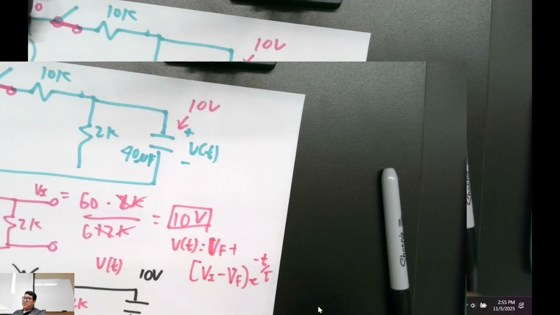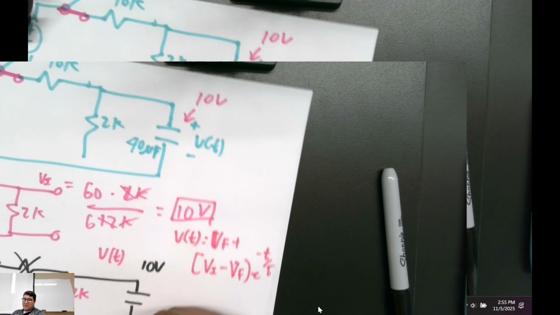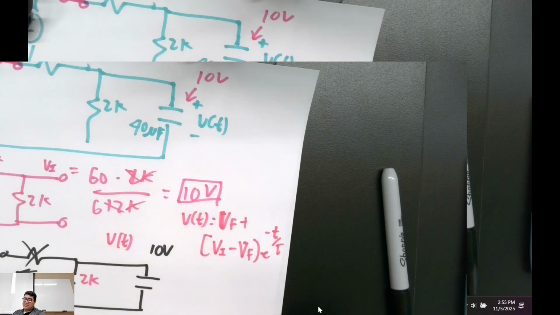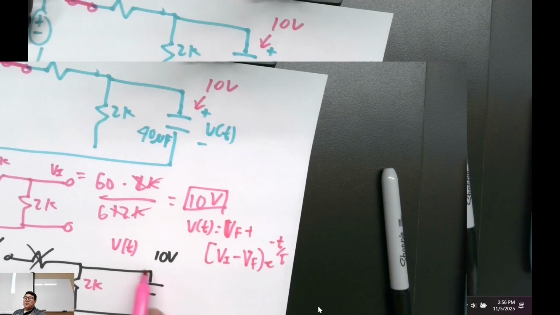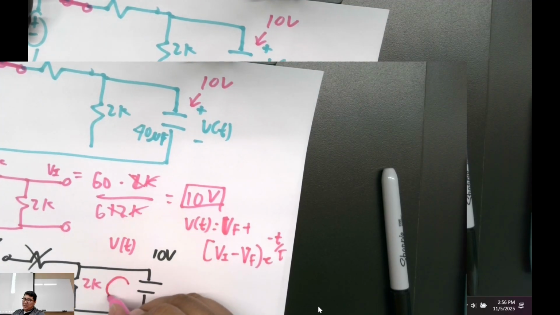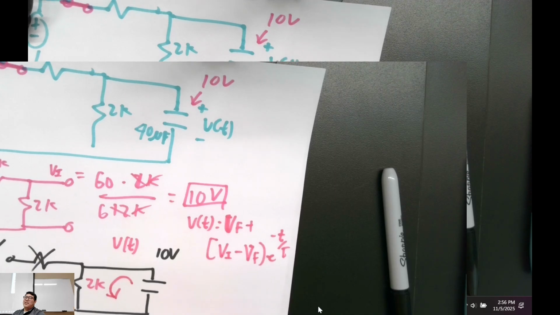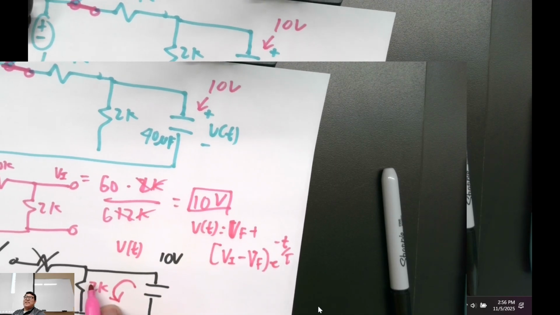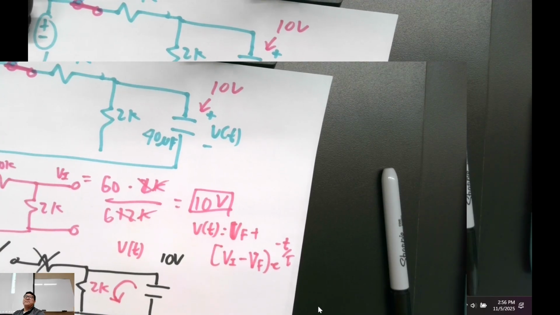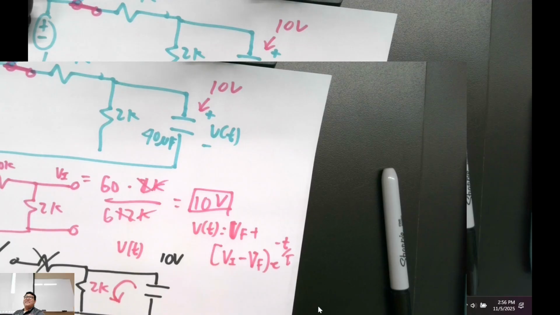What's our initial voltage? V initial, the capacitor, 10 volts, right? After a long time, the current's going to go like this. It's being discharged by that resistor, right? What's the voltage after a long time? 0, right? We're just emptying the tank. V final is equal to 0, right?